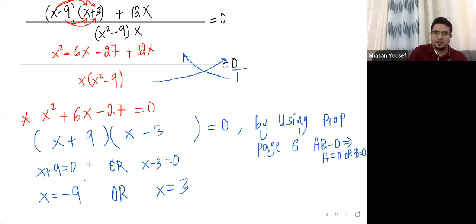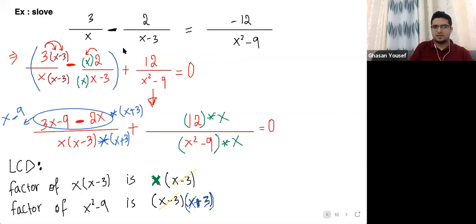Now I have to check both of the answers, whether they are correct or not. I have to plug this one inside the fraction, and this one inside the fraction, to check if they are answers for this equation or not. When I plug x equals 3 inside this one, 3 over 3 minus 2 over 3 minus 3 gives me 0, equal to minus 12 over 3 squared minus 9, which gives me another 0.